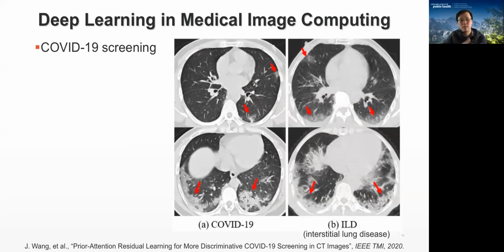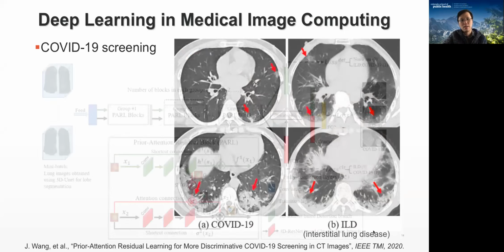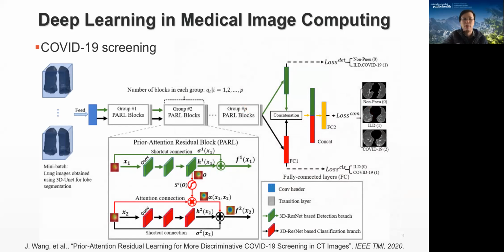This study built this architecture to differentiate COVID-19 disease from other lung diseases, such as interstitial lung disease. Here, they do this kind of screening based on CT. This architecture is based on ResNet or the residual learning block. Of course, here it used some more complex additional modules, such as the prior attention module, to further improve the architecture. You can find more details in this paper, and we will not go into all the mathematical details here today.